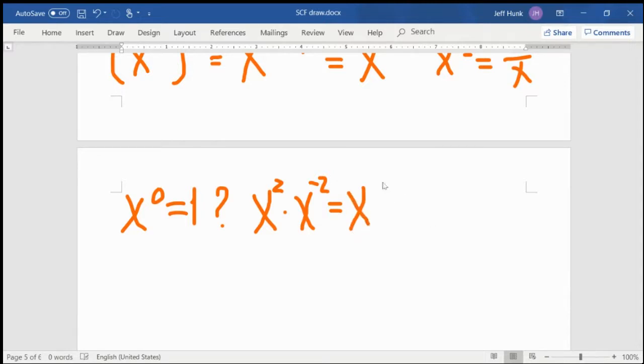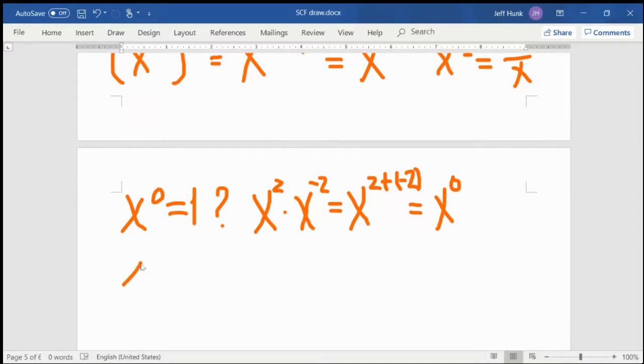So then we can rewrite this. By the exponents rule, this will be x to the 2 plus minus 2, which everyone would know is x to the 0, right? But then why is it 1?